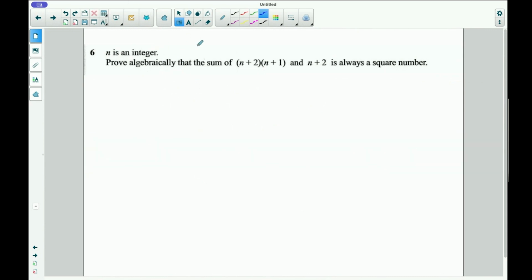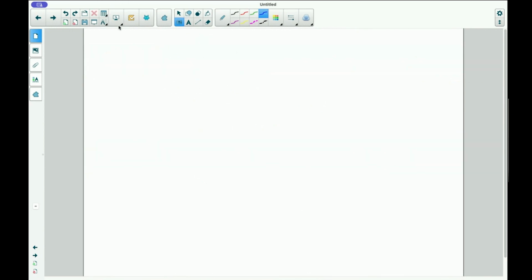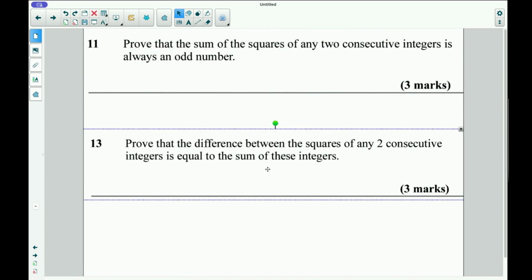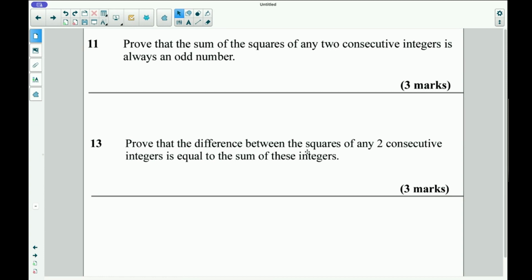Oops. Sorry, that's not the one I wanted to give you guys. Let's go with these two. There we go. So prove that the sum of the squares of any two consecutive integers is always an odd number. And prove that the difference between the squares of any two consecutive integers is equal to the sum of these integers.